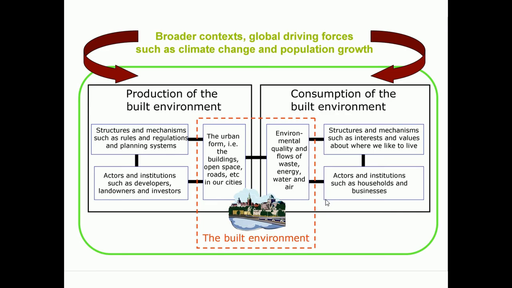And this next slide is also from SUMI. This is a bafflingly complex way we devised to try and illustrate that the built environment, which is this bit in the middle in the red box, is the bit that we see, so the urban form. Some of it you perhaps don't see: flows of waste, energy, water and air. But to get to that bit in the middle, you've got complex patterns all around it in terms of the production of the environment with structures and mechanisms such as rules and regulations and planning systems.